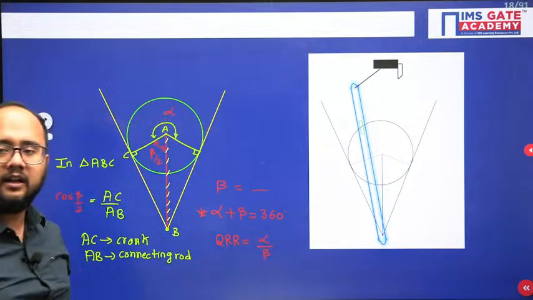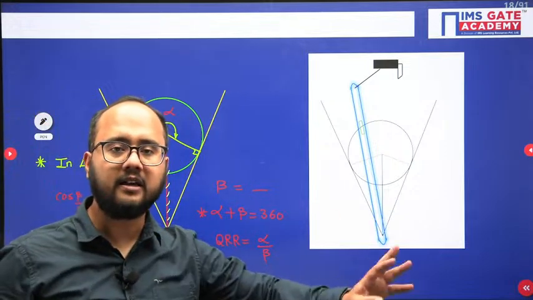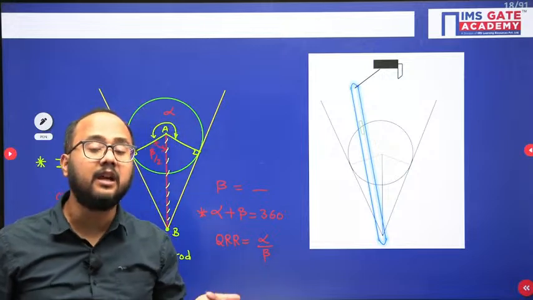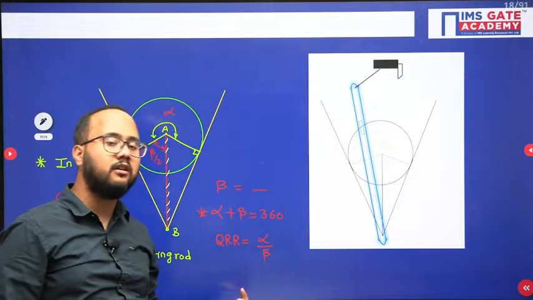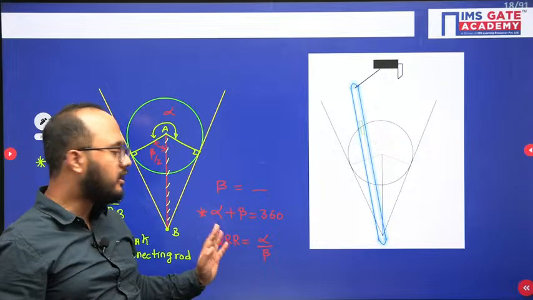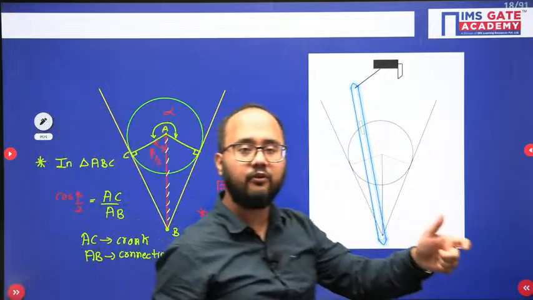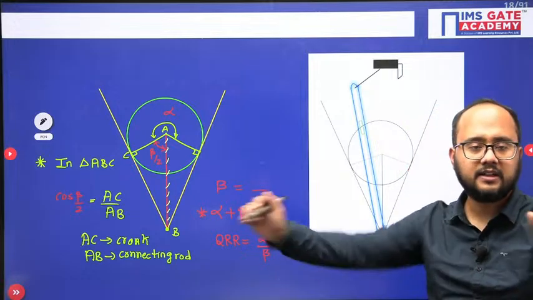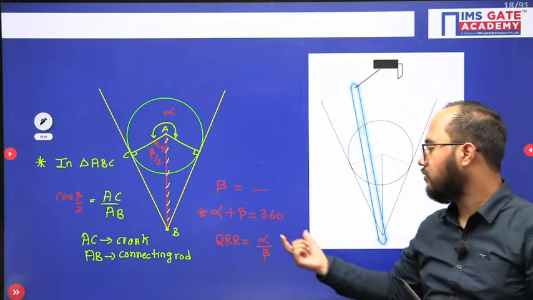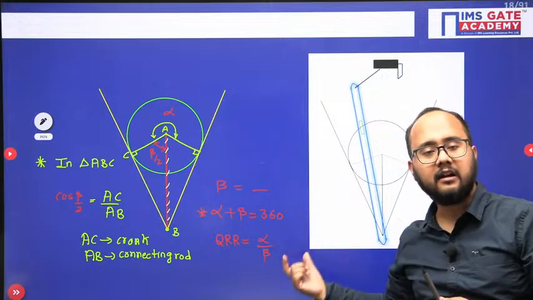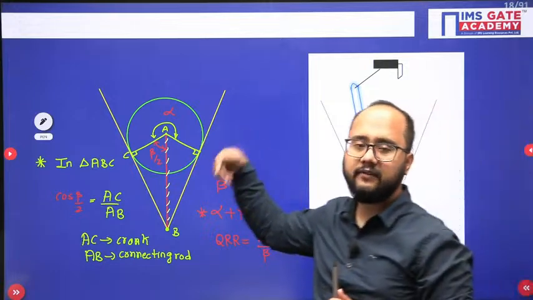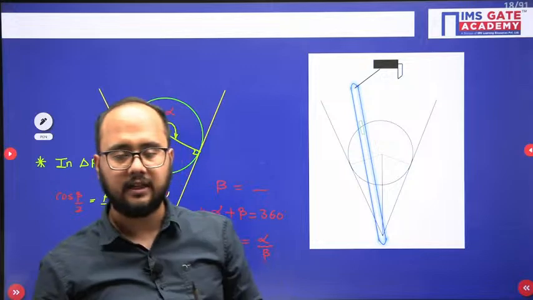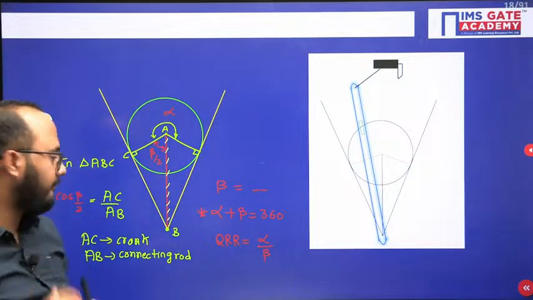In another form, I can represent alpha as the time required for cutting, and beta as the time required for return. So the quick return ratio is basically the time required for cutting divided by the time required for return. That is equivalent to the angle during cutting divided by the angle during return, because the crank has constant angular velocity, so theta is proportional to time.